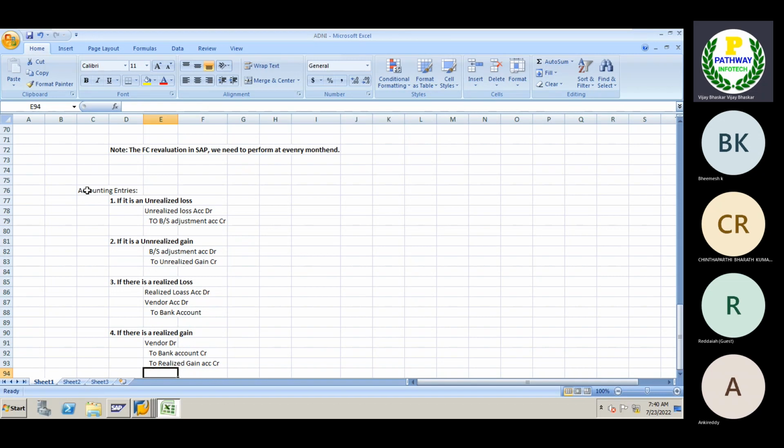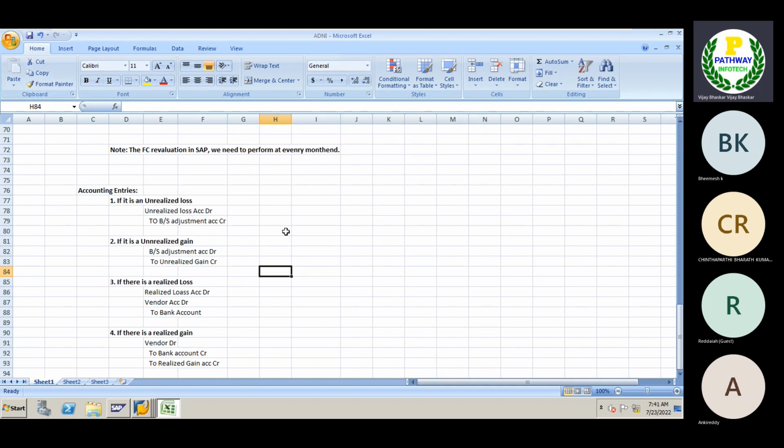We will see an example in tomorrow's session, but these are the accounting entries the system generates during the foreign currency revaluation run. This is also important for interviews. First explain the difference between realized and unrealized. Then, if the interviewer asks, explain these 4 accounting entries: unrealized loss, unrealized gain, realized loss, and realized gain.